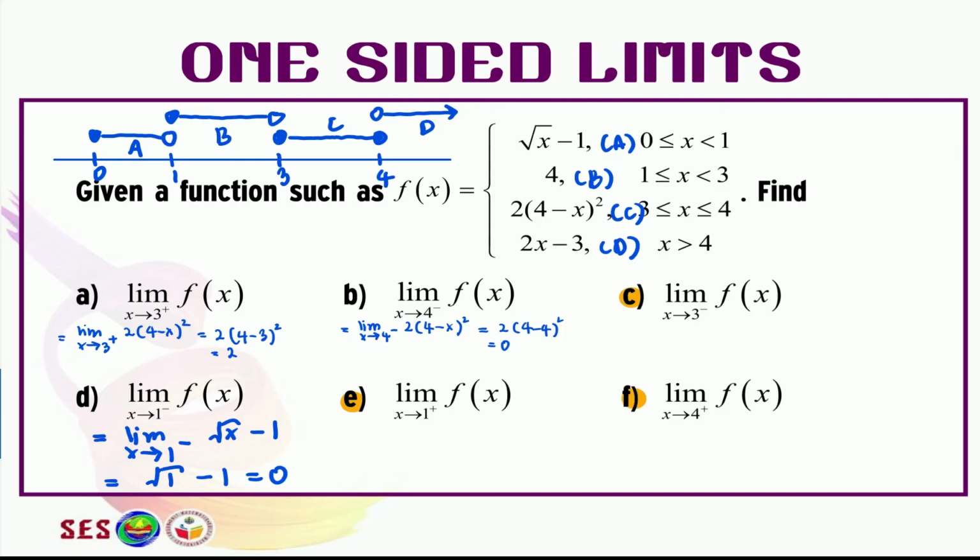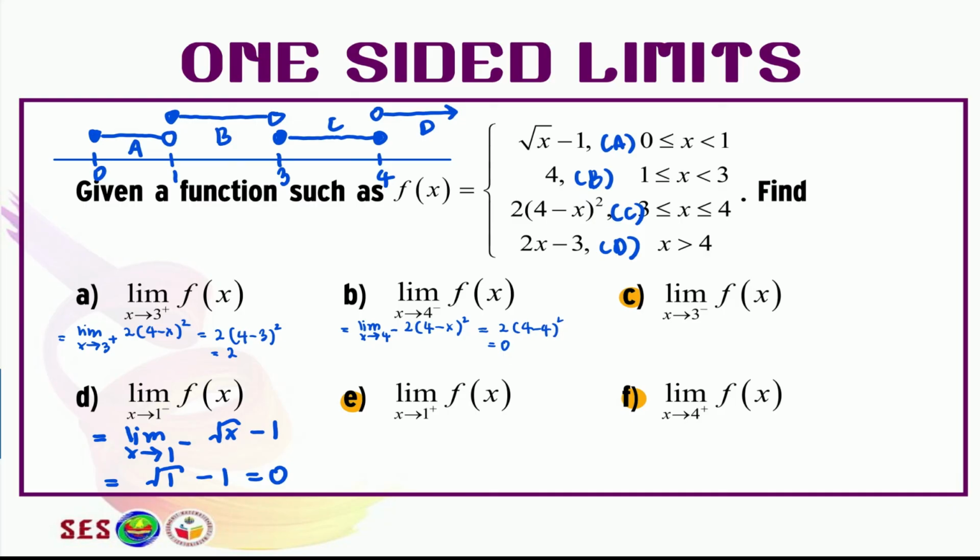So try to do these 3 questions now. I'll hold the screen for 3 seconds. Pause if you want. I'll give you the answer after this. Alright, let's check your answer. The answer for E is 4, the answer for C is 4, and lastly the answer for F is 5.